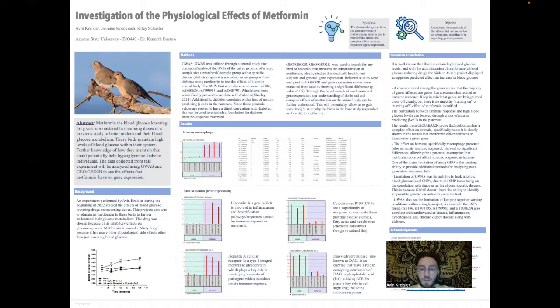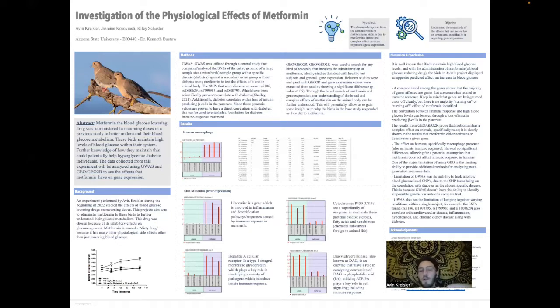And so one of the major limitations of GWAS and specifically GEO first is its limited ability to provide additional methods of analyzing next-gen sequence data. And the limitation of GWAS was its inability to look into low blood glucose level SNPs due to the SNP focus being on the correlation with diabetes and the chosen specific genes.